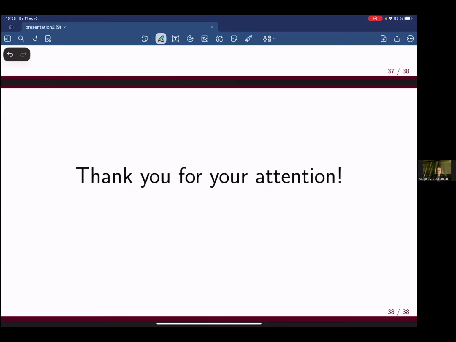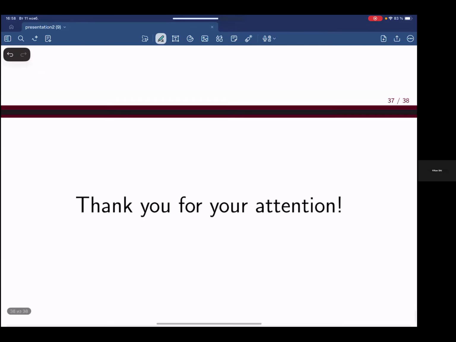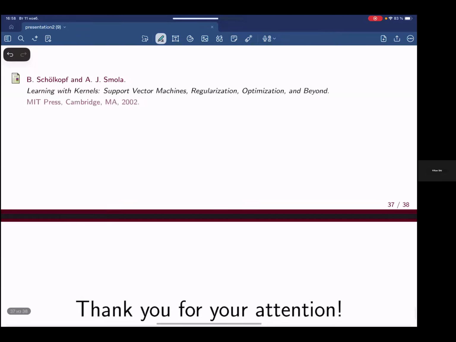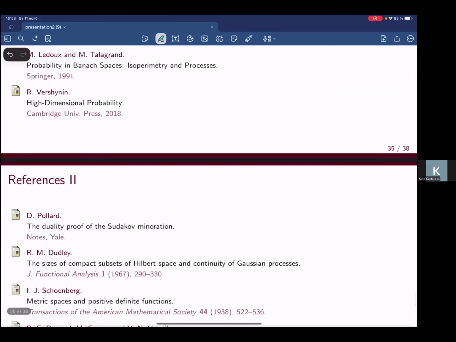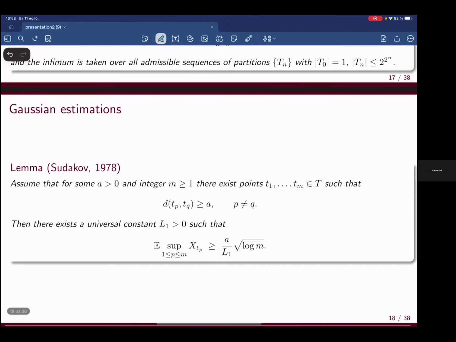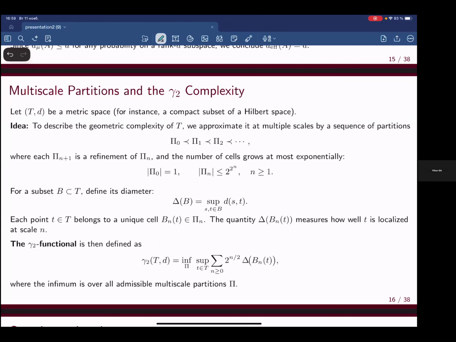Excuse me. Could you please go to page 16? I have a small question about the construction. Actually, I didn't understand how the multi-scale partition works. Therefore, I also don't understand the inequality here. I mean, how do you partition P0, P1, and P2?